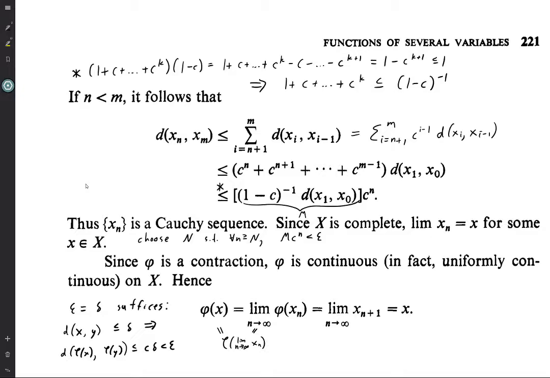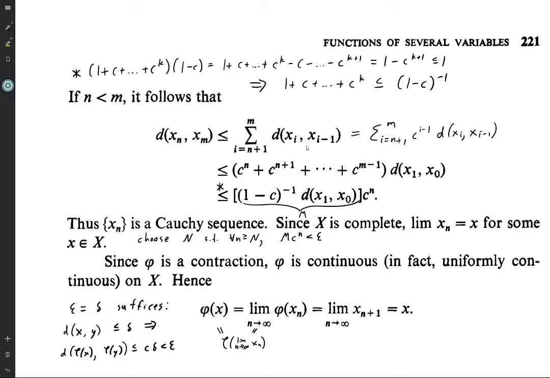So, if n is strictly less than m, it follows that some inequality. And basically what we're getting at is we're proving that this sequence is a Cauchy sequence. All right, so let's go through this. The distance between x_n and x_m, and by the way, ignore the calculations at the top for now. So this is less than or equal to the sum from n plus 1 to m of the distance between x_i and x_{i-1}. And this is just applying the triangle inequality over and over and over again.